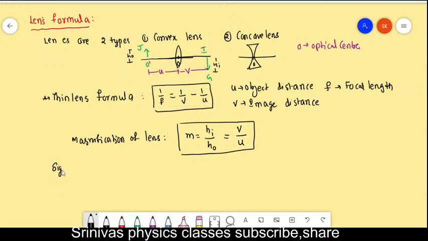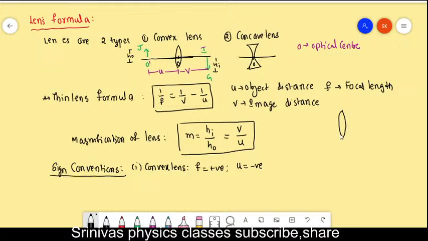According to the sign convention rules, we use some rules while solving problems. What are they? First we go for the convex lens. In the case of a convex lens, the focal length is positive. You remember it. The object distance is always negative. The convex lens forms the image like this. When the object is at infinite distance, light rays are incident like this, and after that they pass through the focus and meet at a point.